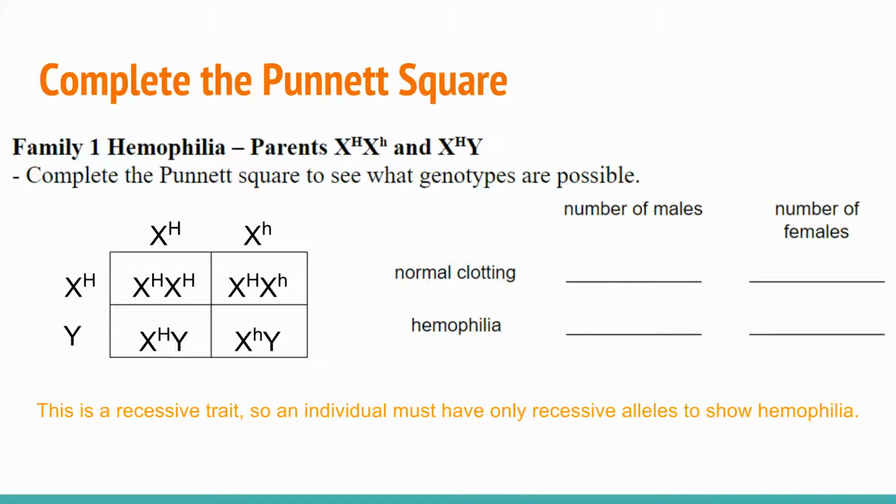And remember, this is recessive, so an individual must only have recessive alleles to show the hemophilia. So the number of males that have normal is 1, and the number of males with hemophilia is 1. Both girls are normal because each of them has at least one dominant allele. So make sure you copy this down, and you can go on and complete the other 3 Punnett squares that are shown in this packet.